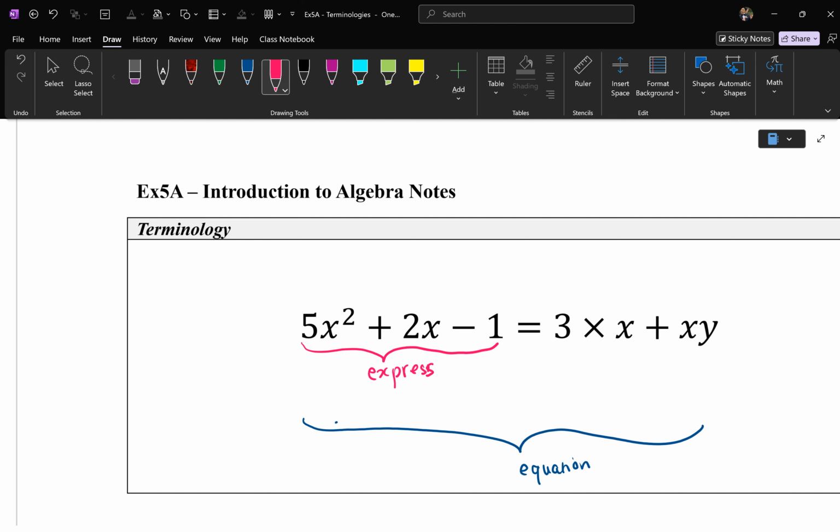On the left-hand side and right-hand side, we can see that there's a set of expressions. We've got an expression on the left, because 5x squared plus 2x minus 1, well, I don't know what that actually is. I don't know what x is, but just looking at this itself, that is an expression, a collection of letters and numbers. On the right-hand side, this also is an expression.